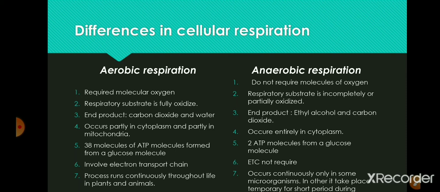In aerobic respiration, when glucose molecules react with oxygen, 38 molecules of ATP are formed from a single glucose molecule, through the Krebs cycle. Anaerobic respiration forms only 2 ATP molecules from a single glucose molecule. Aerobic respiration includes the electron transport chain, where NADH and FADH2 are also converted into ATP molecules. But in anaerobic respiration, the electron transport chain is not required.